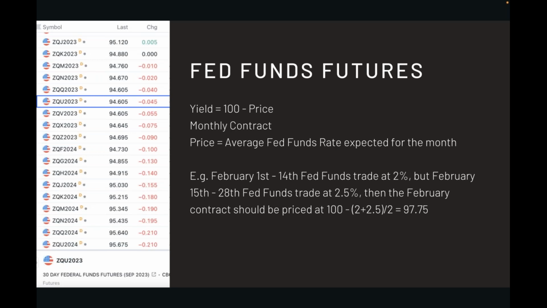I'll give you a very simple example. The first 14 days of the Fed funds in February, let's say, traded at 2%. The second half of the month traded at 2.5%, and therefore the contract should be traded at 2.25%, and therefore the price will be 100 minus 2.25, which is 97.75. That's all it is. So using those futures contracts, you can actually derive how the market perceives the Fed's policy.